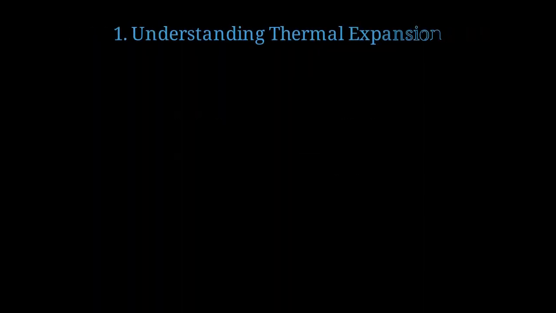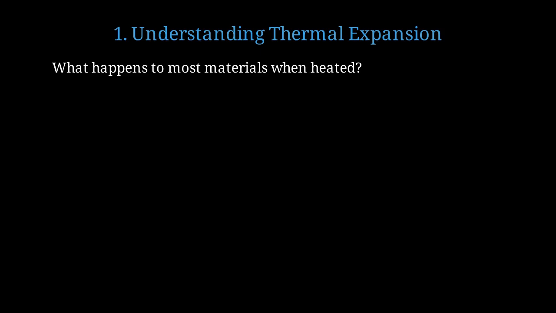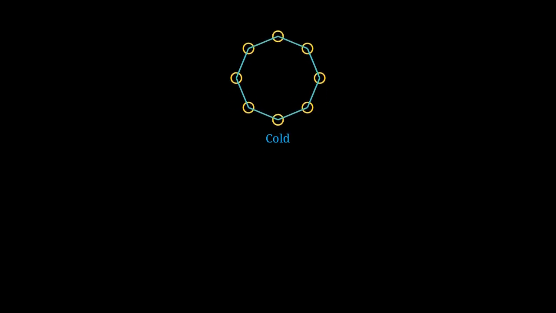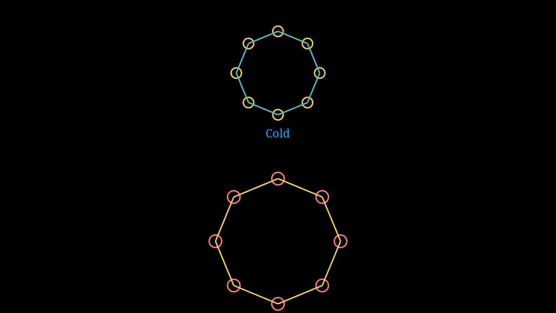Let's start by understanding normal thermal expansion before we explore the counterintuitive negative version. First, let's ask, what happens to most materials when we heat them? At low temperature, atoms are packed closely together, vibrating gently around their equilibrium positions. When heated, atoms vibrate more vigorously and push apart, causing the material to expand. This is the normal behavior we observe every day.